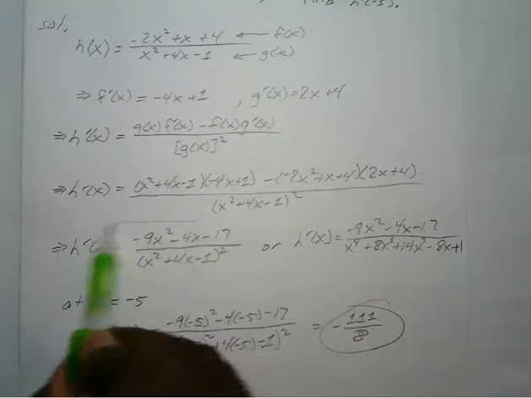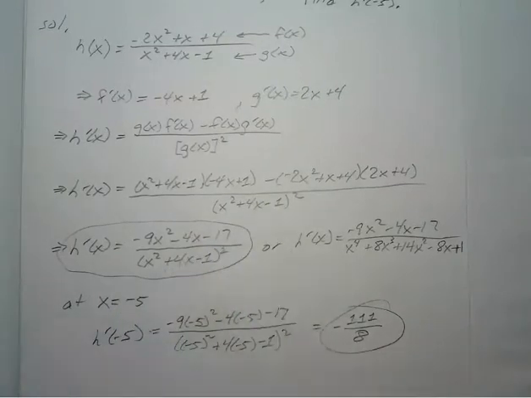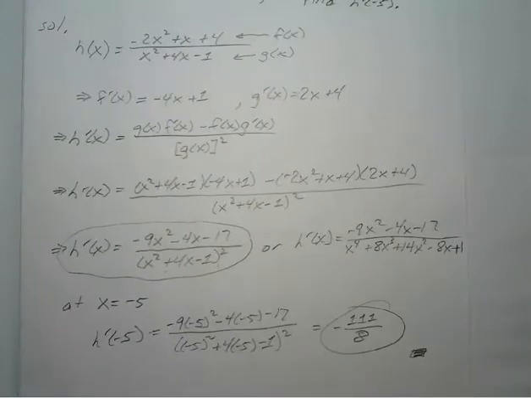Okay, so you have your h prime of x, either this one or this one, and you have your h prime of negative 5. If you are still writing, feel free to press pause. But we're going to go ahead and move on to our next example.